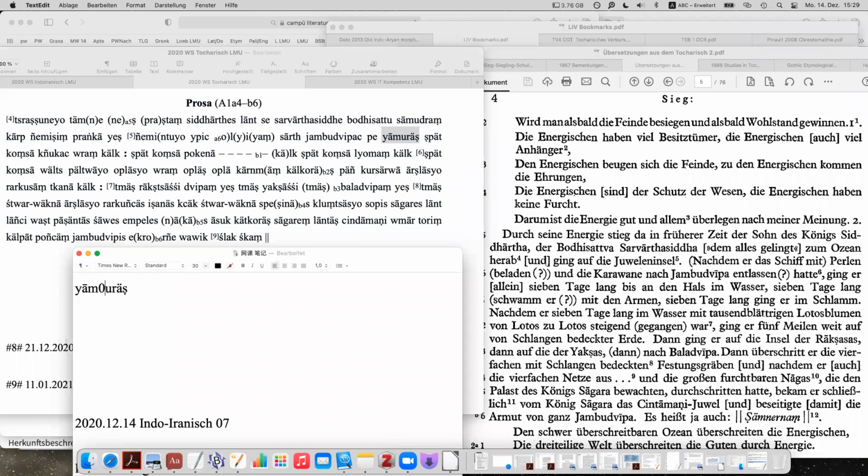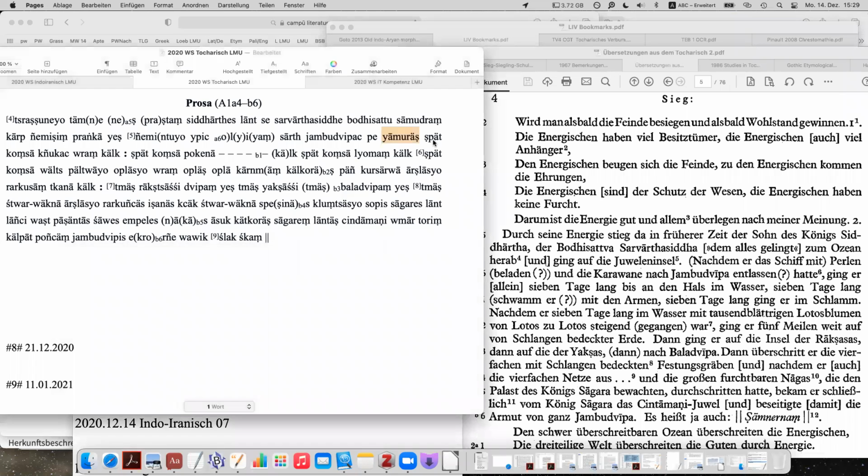Right? So the root is called yam, and then the participle is called yamu, right? The root is yam, the participle is yamu, and then you put an R here to get a verbal substantive, and then you use an ablative suffix ush to get the absolutive.